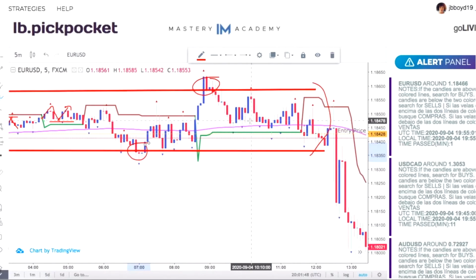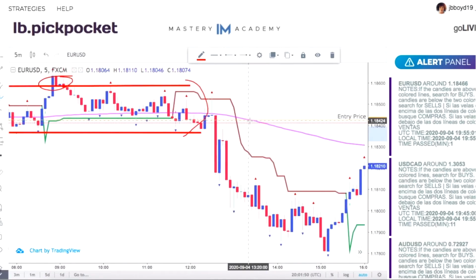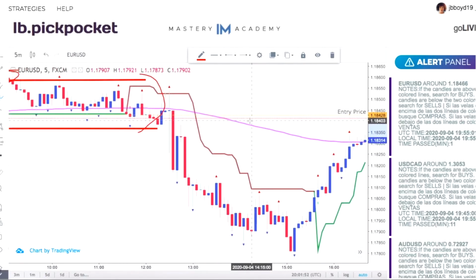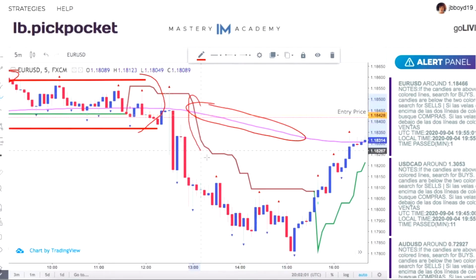Now, once price breaks out to one side or the other, you'll note that price then stays on the same side as both the 200-point moving average line, which you see here on this purple line, as well as the super trend line, which is indicated by this burgundy line here. So all of the candle activity is below.